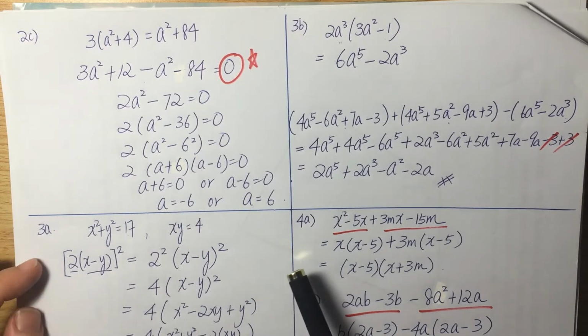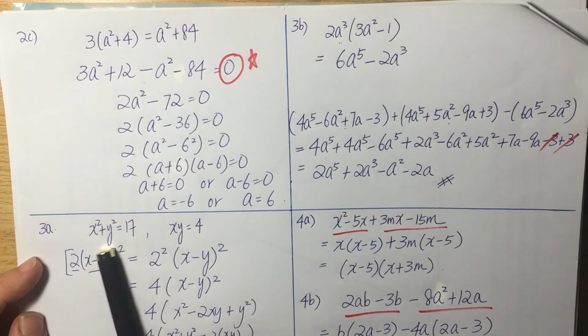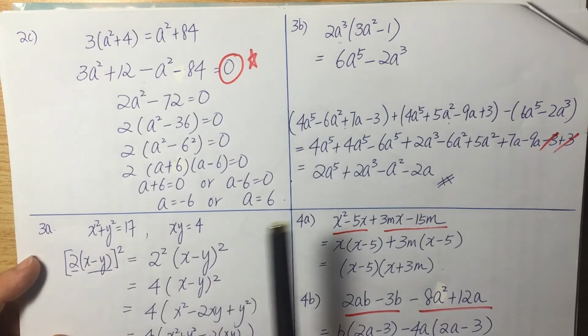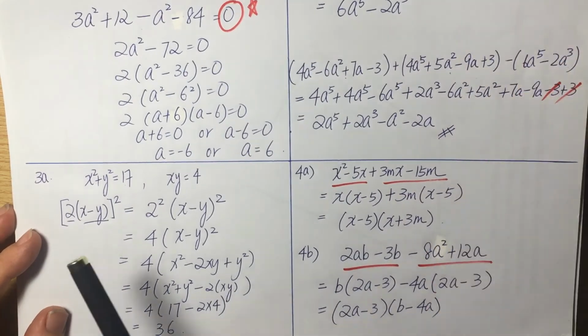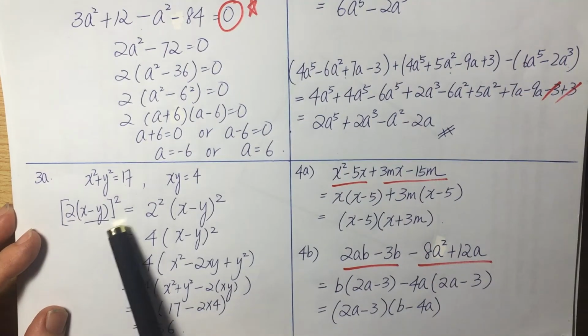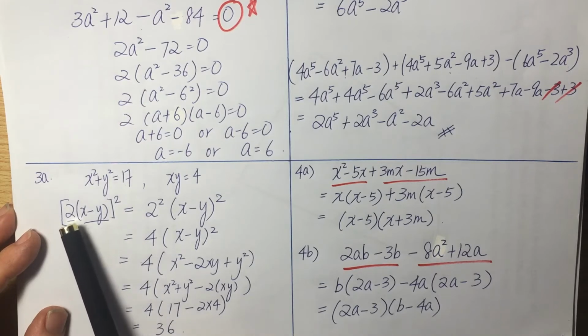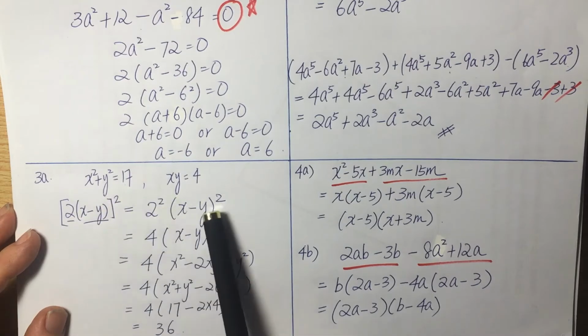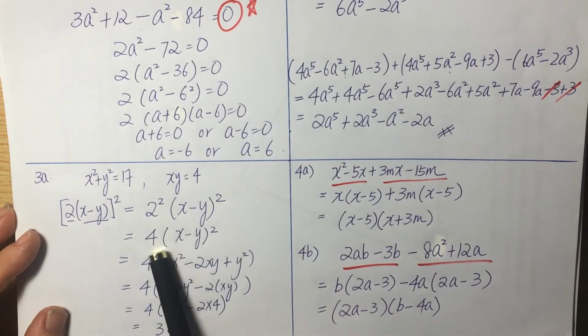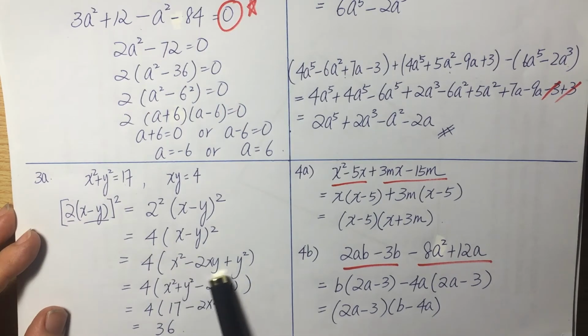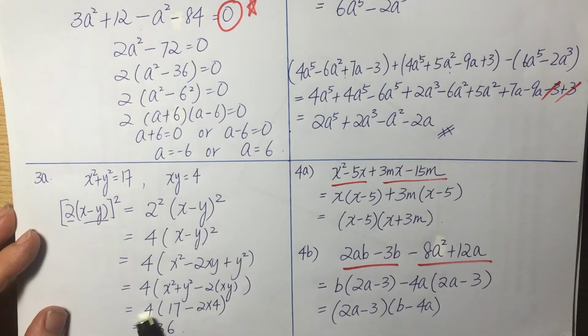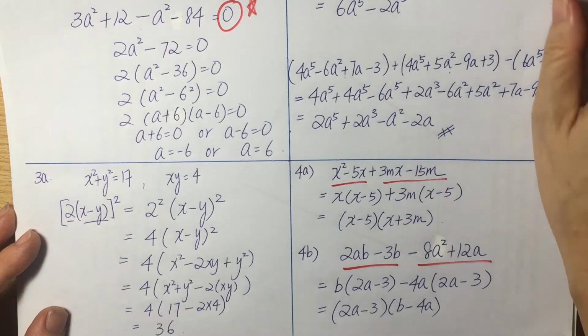Question 3a, given that x squared plus y squared equals 17, x times y equals 4. If you want to find the value of 2 times (x minus y) whole thing squared, it's just like (a times b) squared. It will be a squared and b squared. So a squared gets you 4 and b squared gets you this expanded form. In this expanded form, the x squared and the y squared combine together to get 17. And then 2 times xy is 2 times 4. And so your answer will be 4 times 9, which is 36.